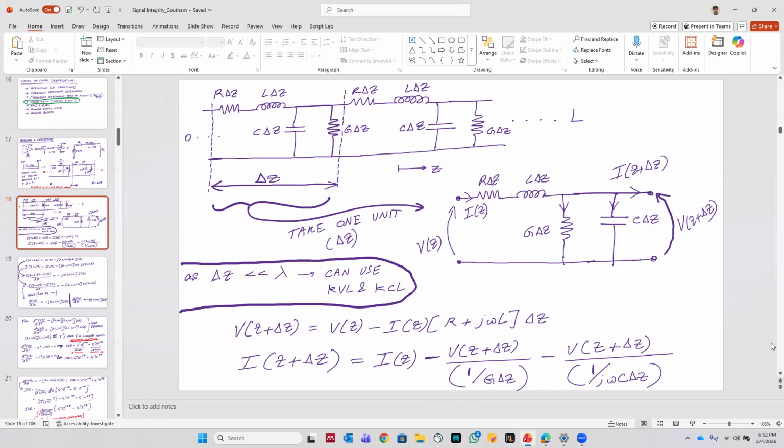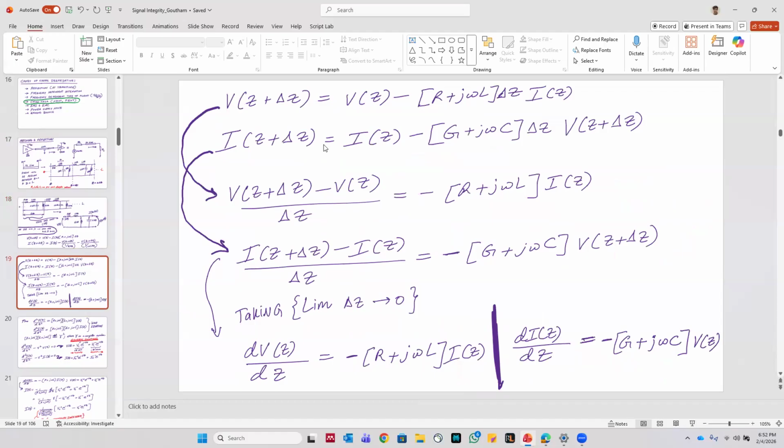If you do all this and rearrange, remember that this model works when delta Z tends to 0, the limit delta Z tends to 0. That is going to the continuum model, which works for any frequency. When you take the limit delta Z tends to 0, these equations become differential equations, right? You get dV of Z by dZ that depends on I of Z, and dI of Z by dZ that depends on V of Z, which tells you that there's a wave of voltage and current propagating along the transmission line. Then you can make each of these equations dependent on only one variable.